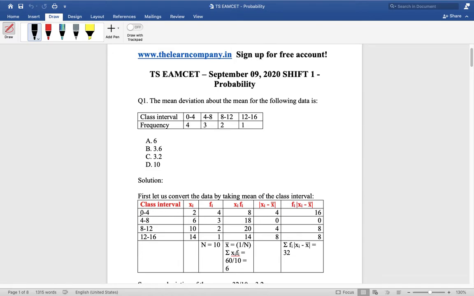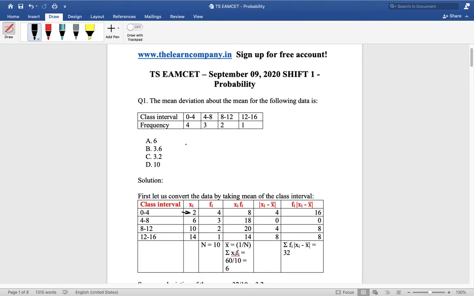So 0 plus 4 divided by 2 is equal to 2. 4 plus 8 by 2 is 12 by 2, which is 6. 8 plus 12 by 2 is 10. 12 plus 16 by 2 is 14. So I have replaced each interval by the mean of its upper limit and lower limit, and I have approximated the interval with this data.